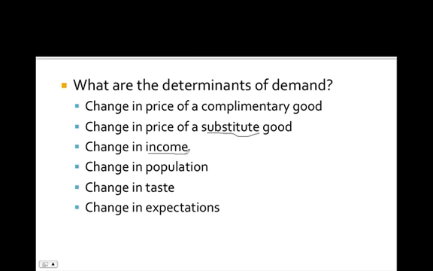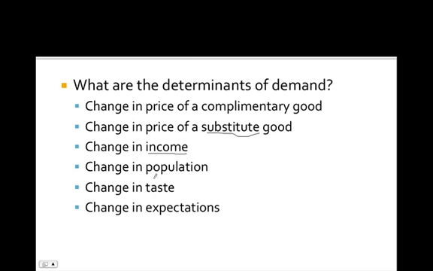Change in income, this is pretty obvious. The bigger your income, the more goods you can demand. The smaller your income, the fewer goods you can demand. There's one exception to this, and that's the idea of an inferior good. This will be a good that you buy when your income is low and you actually increase your demand for it. An example for that would be like ramen noodles or Campbell's soup cans. Yum.